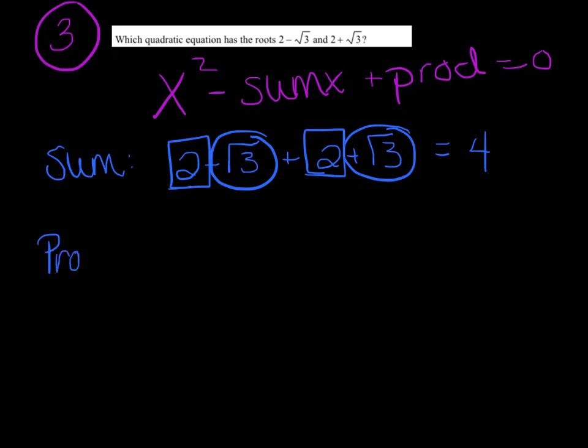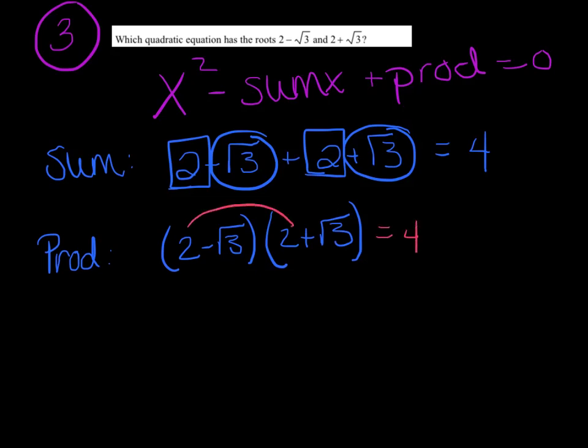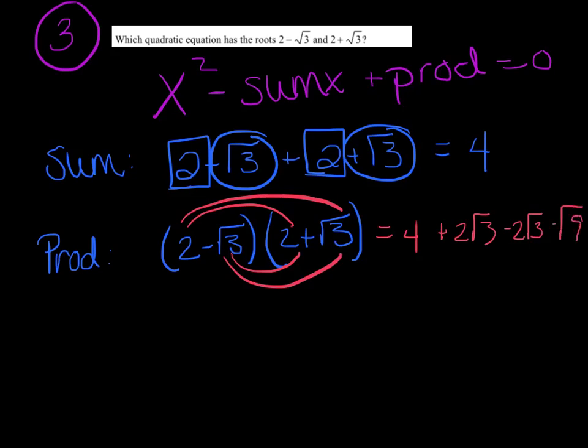Then I need my product. So I'm going to take 2 minus radical 3 and multiply it by 2 plus radical 3. Alright, so a little foiling. First, outer, inner, and last gets me negative radical 9. So I've got 4. These two wash. The square root of negative 9 is 3, so minus 3 equals 1.